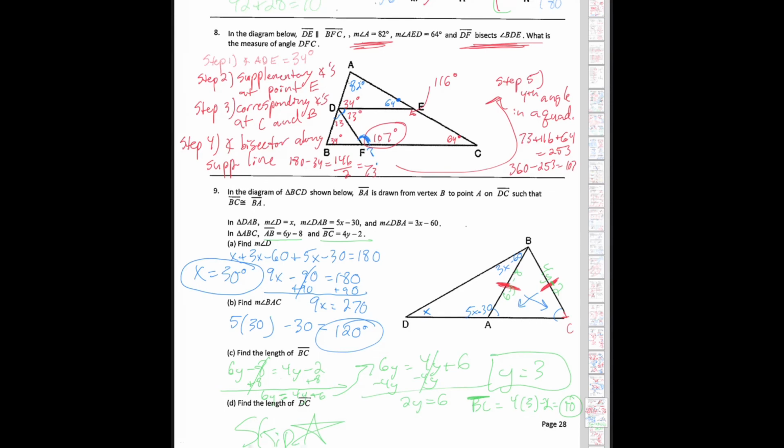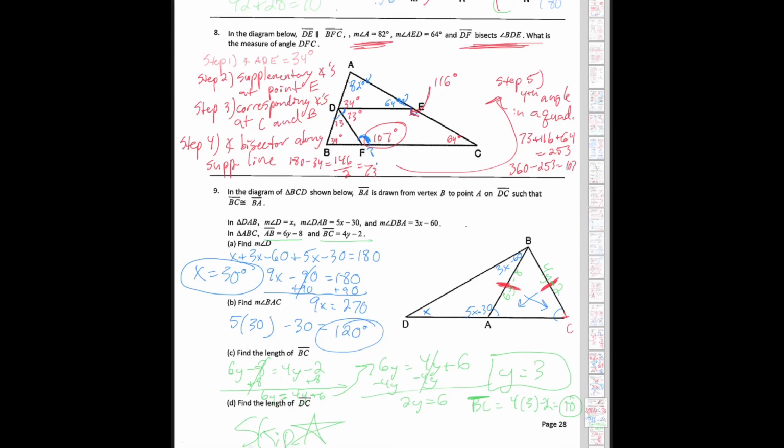So my step 1 is that angle ADE is 34 degrees, and that's because we're given 82 and 64, and we know that the interior angles of a triangle add up to 180 degrees. So our missing angle is 34 degrees because 82 plus 64 plus 34 gives us 180. Step 2, we're able to get that this angle here is 116, and that's because we have two angles along a straight line. When we have that, we have supplementary angles. So we do 180 minus 64, and we get that this angle here is 116 degrees.